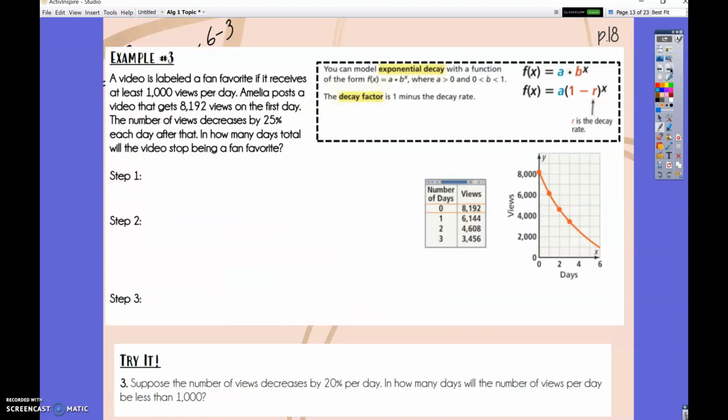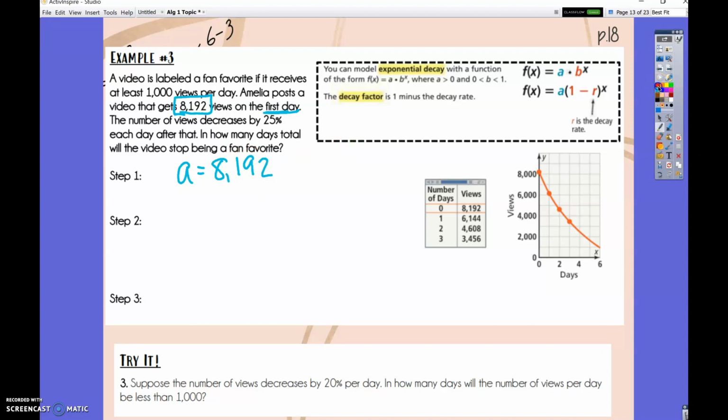If we take a look at example 3, we're noticing that a video that fans are viewing, if it receives 1,000 views per day, it's said to be a favorite video, I guess you could say. So she has a post, this Amelia, where she has 8,192 views on the first day. That will be our beginning amount. So our starting amount, our A, as we call it, our initial is 8,192.